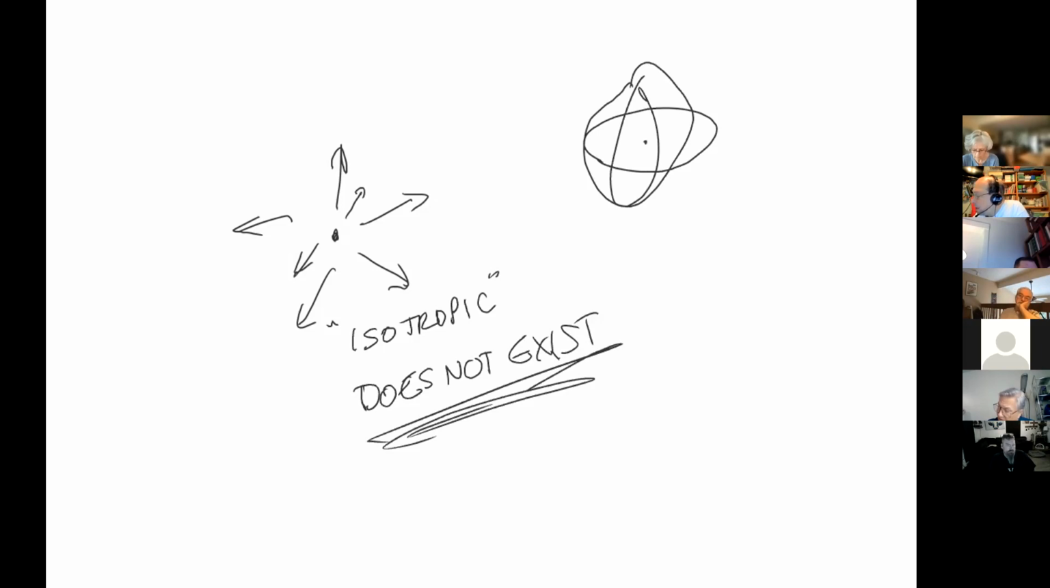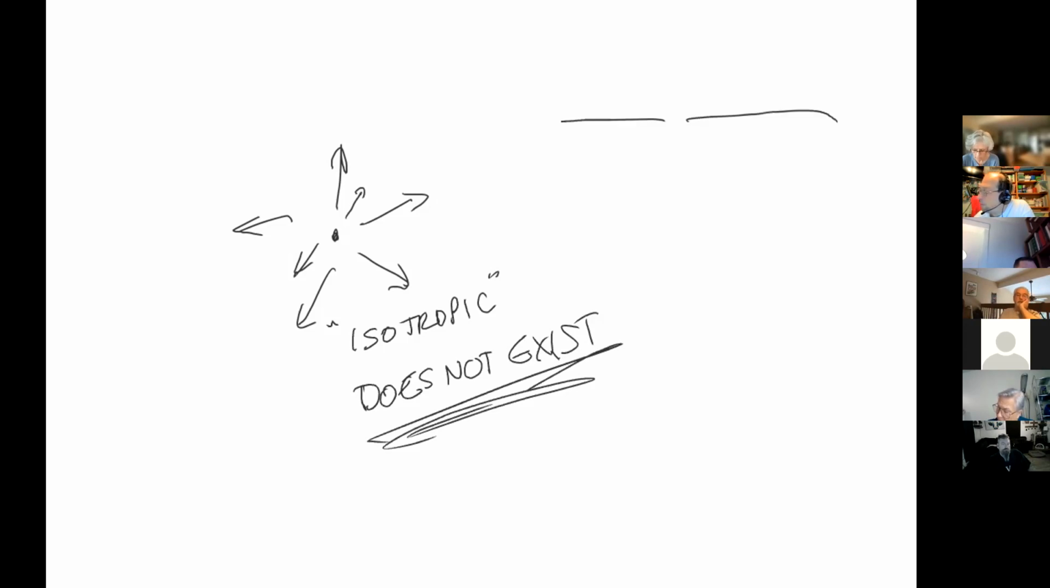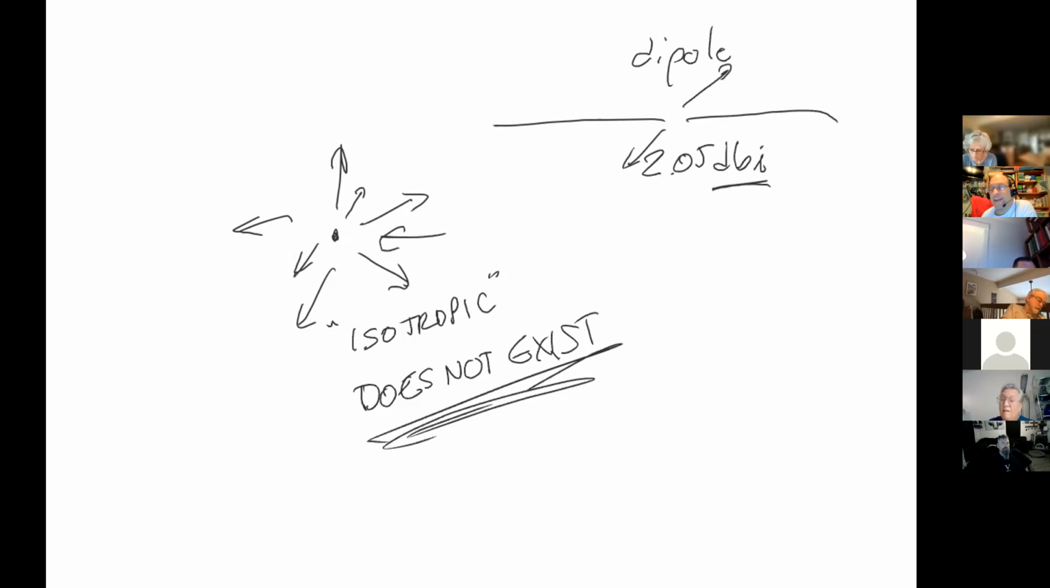Because it doesn't physically exist, we sometimes use a dipole as a reference antenna, which actually does exist. It turns out that a dipole is 2.05 decibels better in its peak radiating direction than an isotropic radiator, which again doesn't exist. So there are a couple of different ways of comparing antennas. There's something called dBi, which is decibel gain compared to an isotropic, which again is imaginary. And then there's also something else.